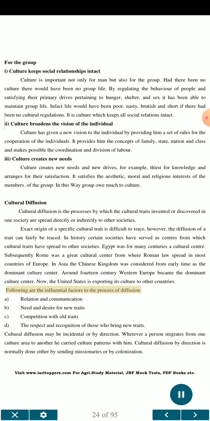Following are the influential factors in the process of diffusion: A. Relation and communication. B. Need and desire for new traits. C. Competition with old traits. D. The respect and recognition of those who bring new traits. Cultural diffusion may be incidental or by direction. Wherever a person migrates from one culture area to another he carries culture patterns with him. Cultural diffusion by direction is normally done either by sending missionaries or by colonization.